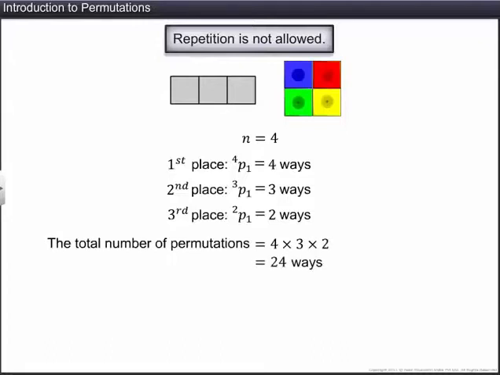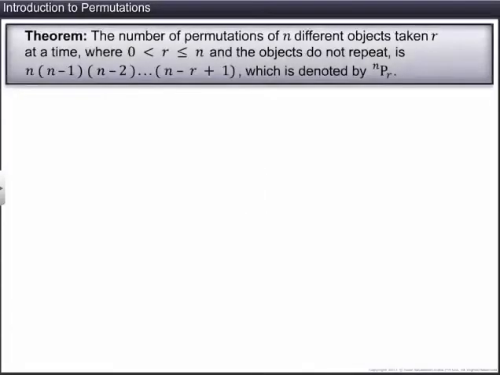Now, we will see a theorem on permutations. The theorem states that the number of permutations of n different objects taken r at a time, where 0 is less than r is less than or equal to n, and the objects do not repeat, is n multiplied by n minus 1 multiplied by n minus 2 and so on to n minus r plus 1, which is denoted by npr.